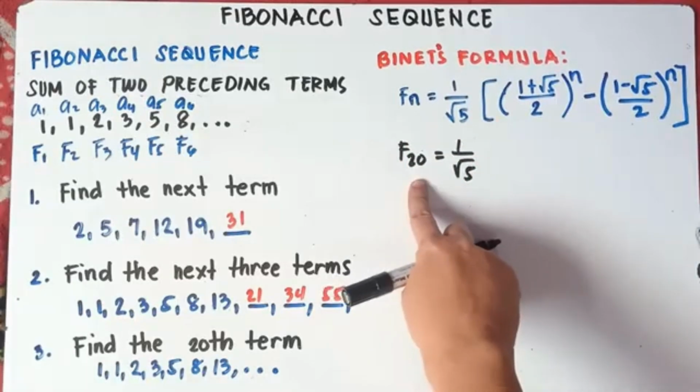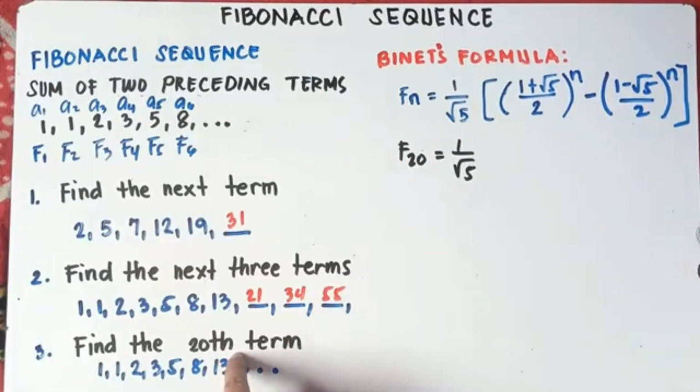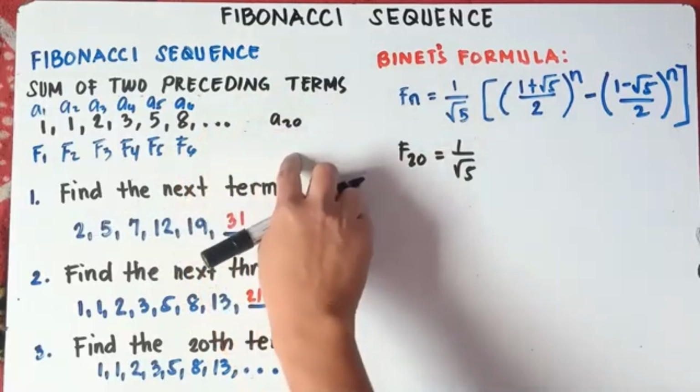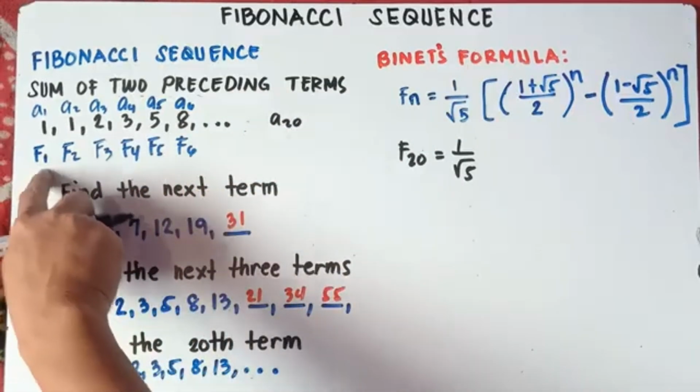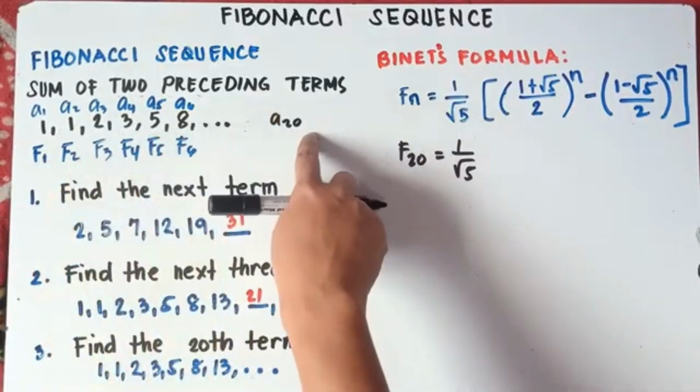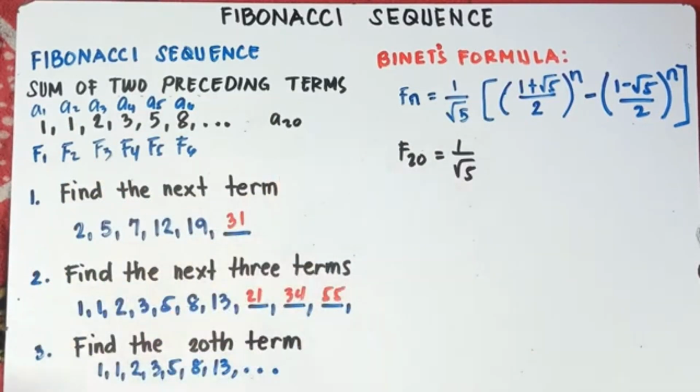Sir, why is it 20? Because you're looking for the 20th term, and the 20th term would be a sub 20. That's the same as f sub 20. Check, class: the first term is f sub 1, the second term is f sub 2. Therefore, the 20th term would be f sub 20.